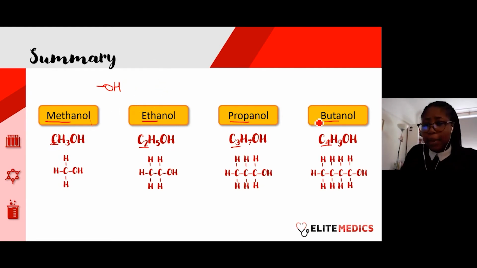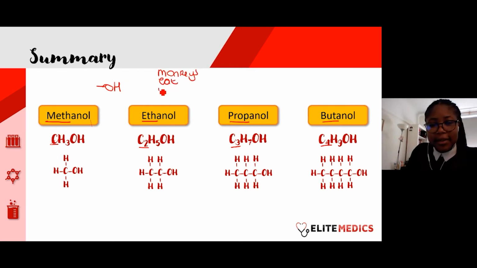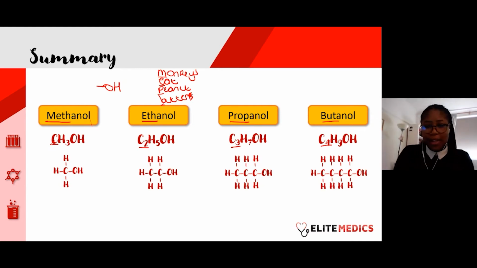One way you can remember the order of these compounds is by making up a little mnemonic. One I like to think of is the mnemonic: monkeys eat peanut butter. That's just a silly little sentence to help you remember that if the compound name starts with M, it's going to have 1 carbon atom. If it starts with E, it's going to have 2 carbon atoms. If it starts with P, it's going to have 3 carbon atoms, and B, 4 carbon atoms. So feel free to make your own little mnemonic to help you remember what the names of the compounds correspond to.